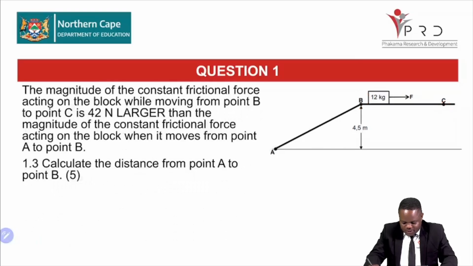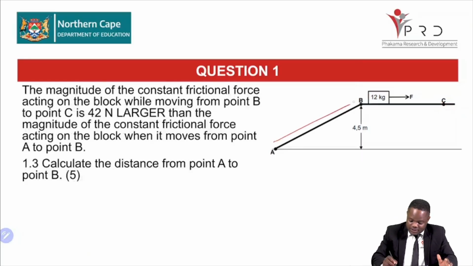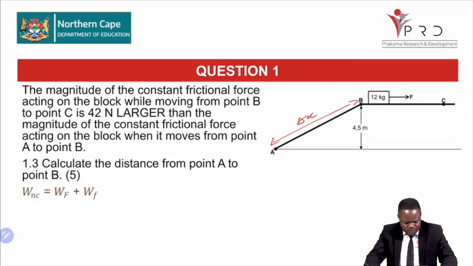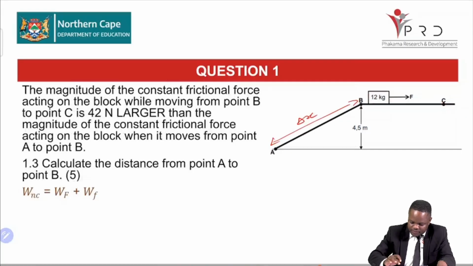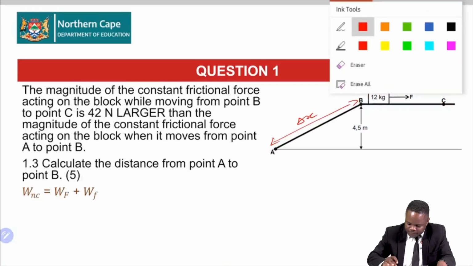So let us look at this question together. What is it that we know from the question so that we can calculate that distance, delta x? The first thing that we know is that the work done by our non-conservative forces is actually equal to the work done by our force F, the applied force F. Let's start by looking at section AP.